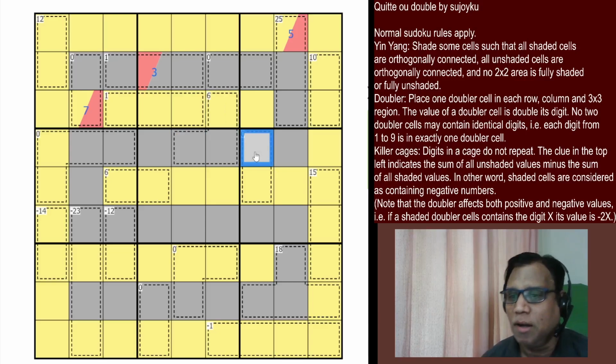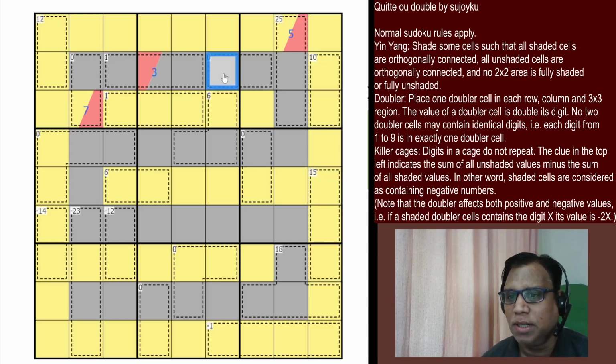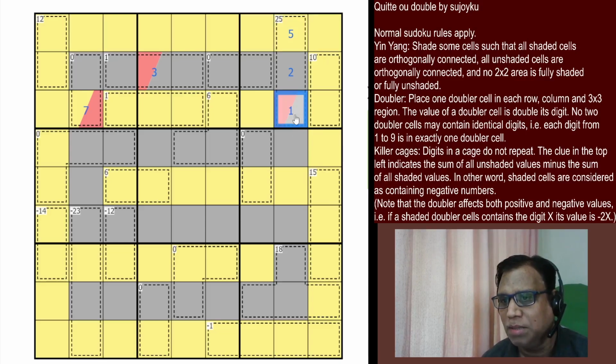So basically, the killer clue is the sum of all the unshaded values minus the shaded values, and the shaded values are negative. The first thing is that shaded values are negative. So if we have 2 here, the actual value is minus 2. If we have 1 here, the actual value is minus 1. And now let's say this is a doubler, so the actual value of this is minus 2. So the value of these two cells together will be minus 4.